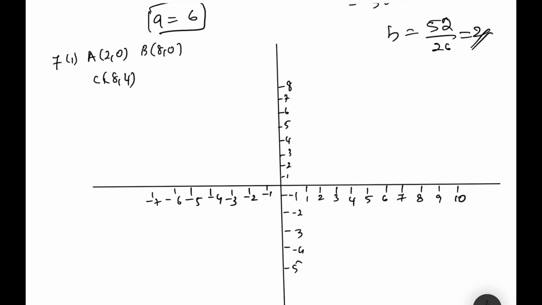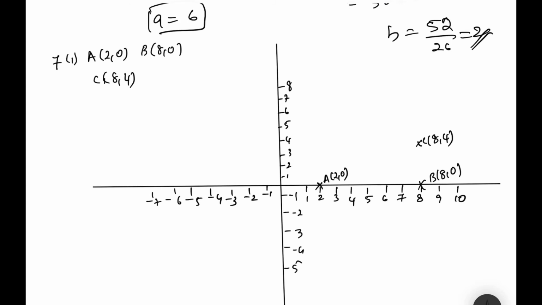So just look clearly how I am plotting it. A is 2, 0. 2, 0 will be where? Here itself. A is 2, 0. B is 8, 0. 8, 0 will be again here. Right? C is 8, 4. 8, 4 will be where? Here. Right? C is 8, 4.